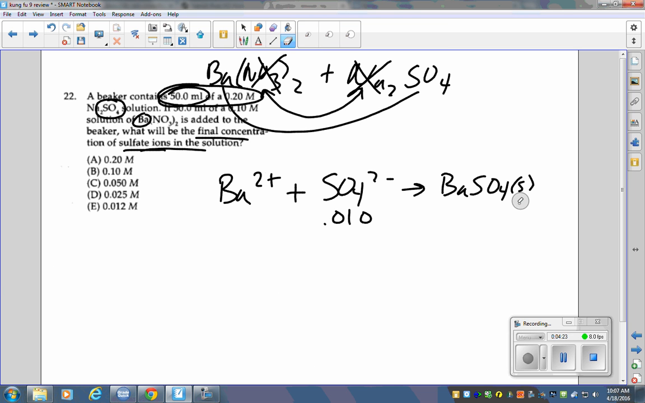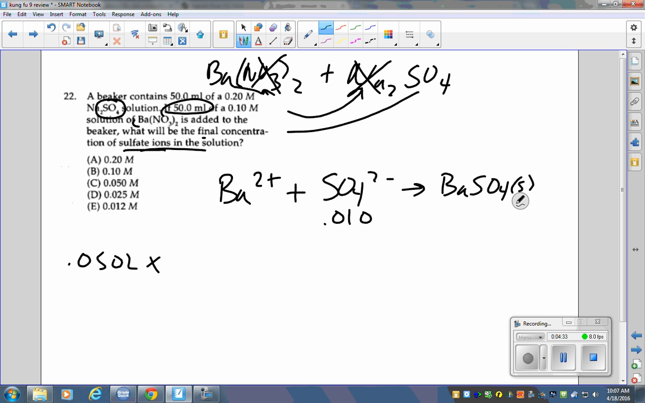I need to know how many moles of barium. Well, it says in the problem I have 50 milliliters of a 0.1 molar solution, so it's 0.050 liters times 0.1 molarity, and the subscript is 1. So I'm going to end up with 0.0050 moles. If you do it in scientific notation, if you have trouble, it'll be easier.